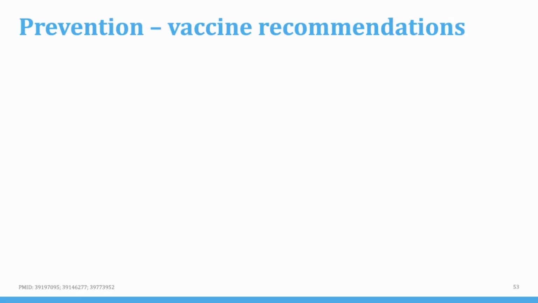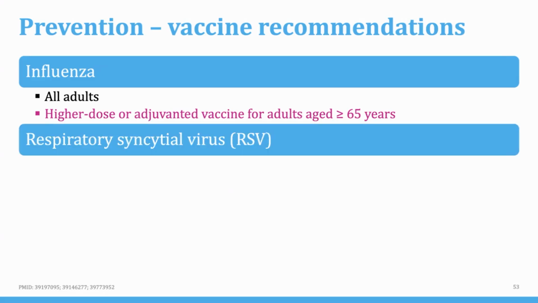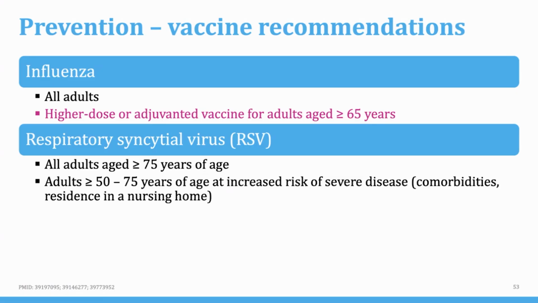So the current vaccine recommendations for respiratory infections are as follows. For influenza, as you may know, it's recommended for all adults, but keep in mind that the higher dose or adjuvanted vaccine is recommended for adults who are at least 65 years old. With RSV, the guidelines have changed recently. Per the CDC, it's recommended for all adults over 75, though some would say over 60. And for adults between 50 and 75, it's recommended for those at increased risk for severe disease, namely those with certain comorbidities or those who reside in a nursing home. I think it would be harder to develop a board question on RSV vaccination.